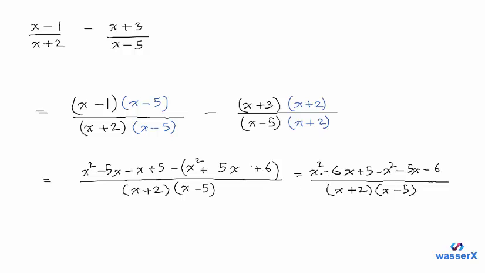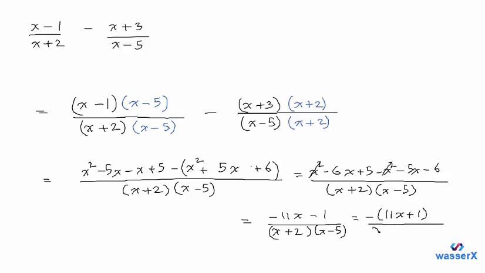Time for us to cancel x squared minus x squared, so that's 0. So that simplifies to, you have negative 6x minus 5x, that's negative 11x, and positive 5 minus 6 is minus 1. So we have negative 11x minus 1 on the top, x plus 2 times x minus 5 on the bottom. If you want to, you can take the negative sign out and write 11x plus 1 on the top over x plus 2 times x minus 5 on the bottom.